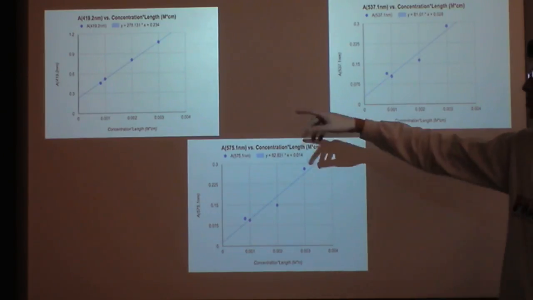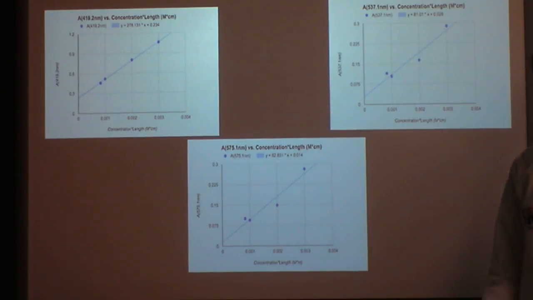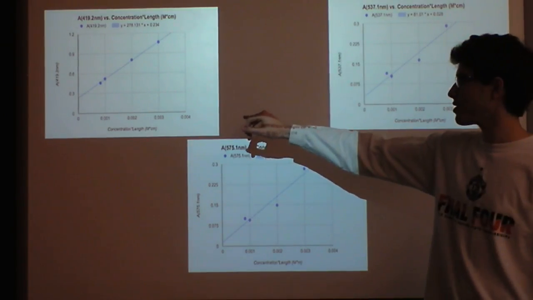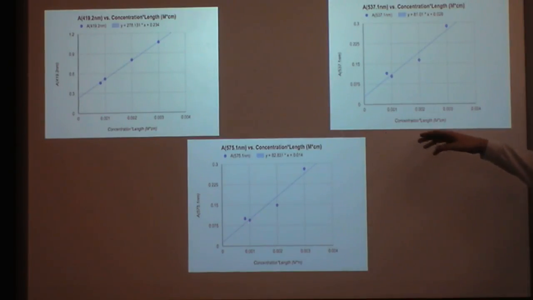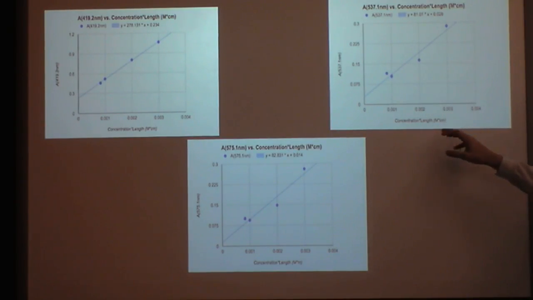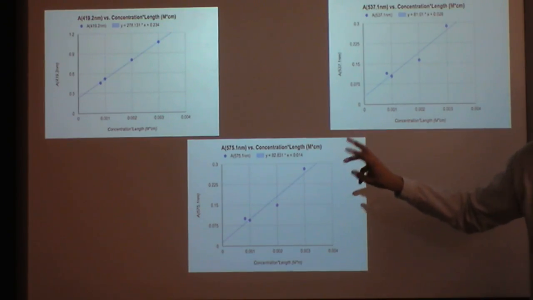So you plot absorbance, which is unitless, versus the known concentration of the substance times the length that the light had to pass through that substance. What we get is this is at 419 nanometer wavelength of light. This is at 537 nanometers, and this is at 571. Those are all 3 of the peaks that we noticed.